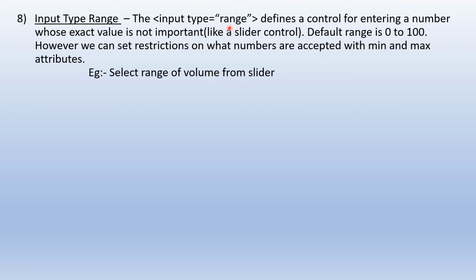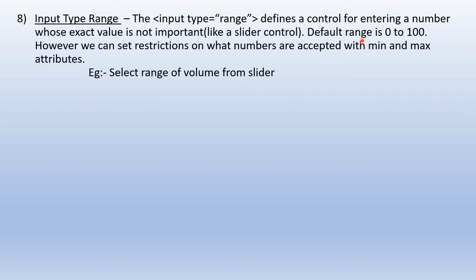So we know, when you play the video, if you want to increase the volume, then you click on that volume button. So that time one slider appears. If you want to increase the volume, you will move that slider where? Forward. And if you want to decrease the volume, where you will move the slider? Backward. So in the same way, here also when you use input type range, one slider will appear.